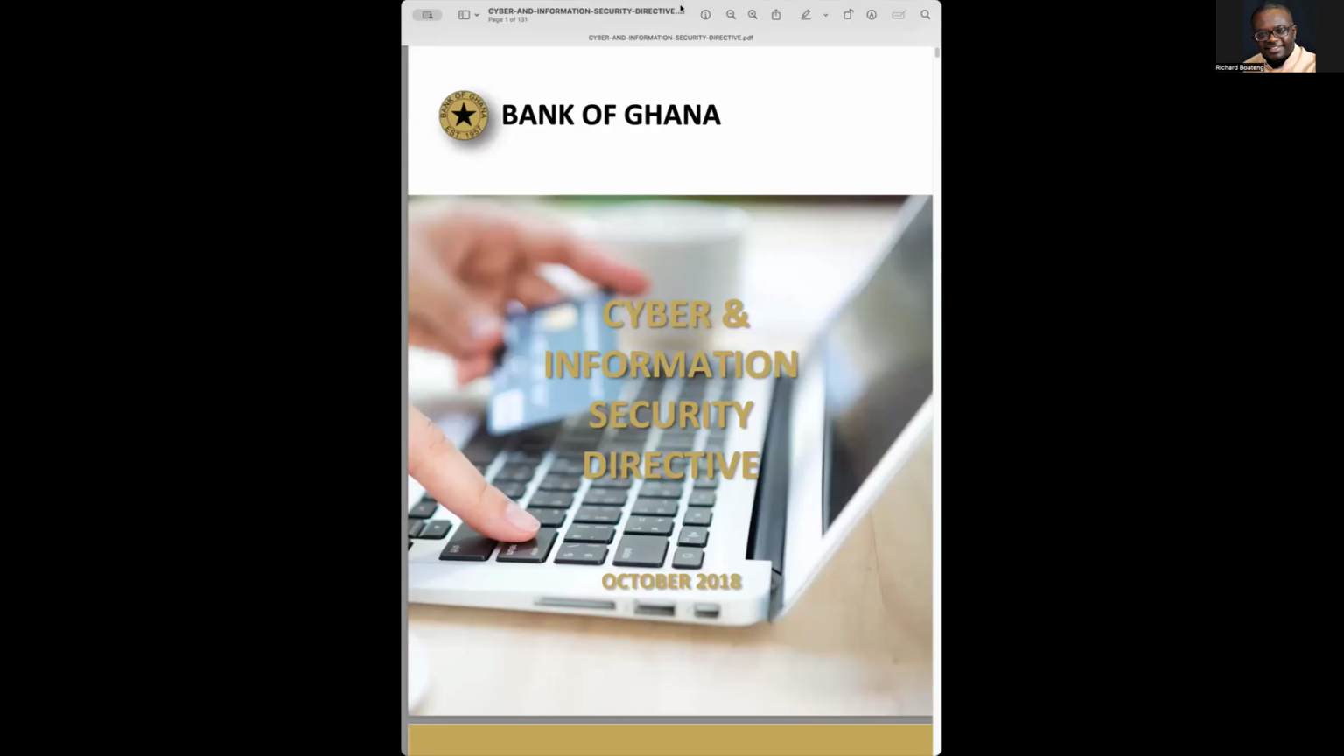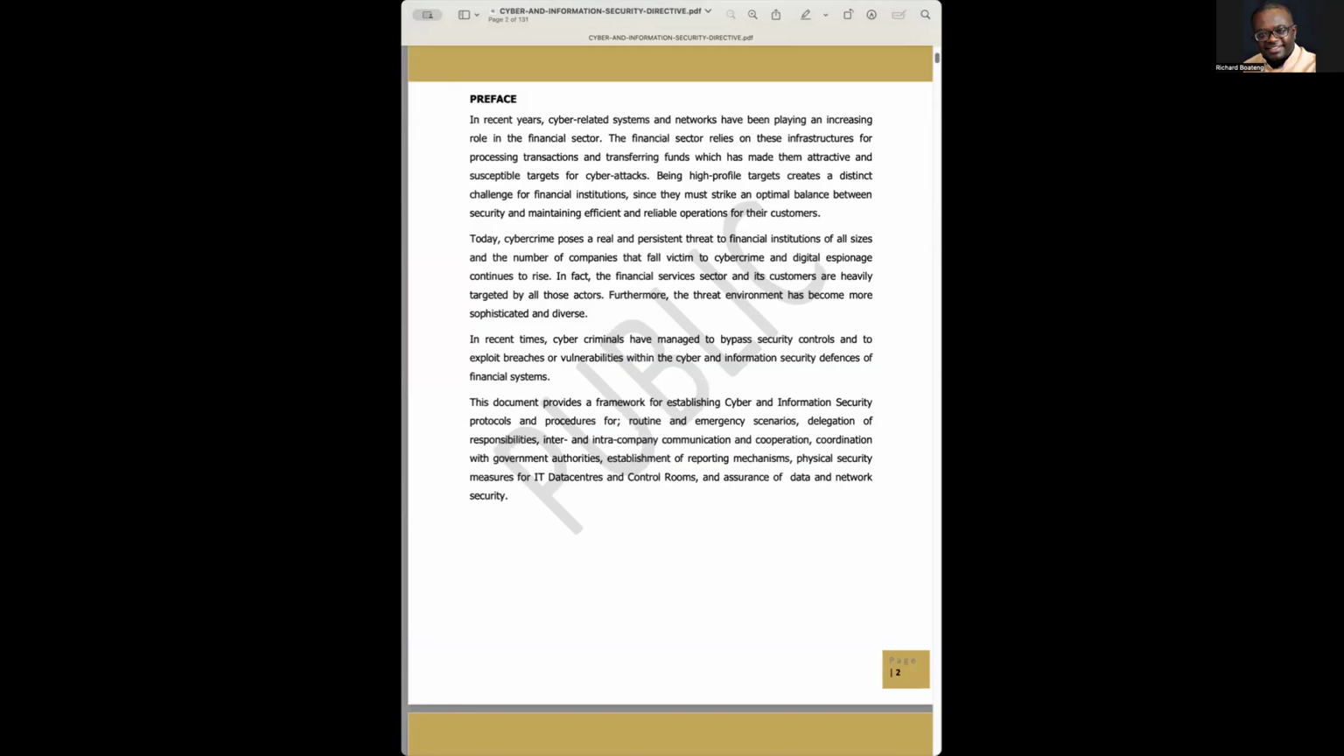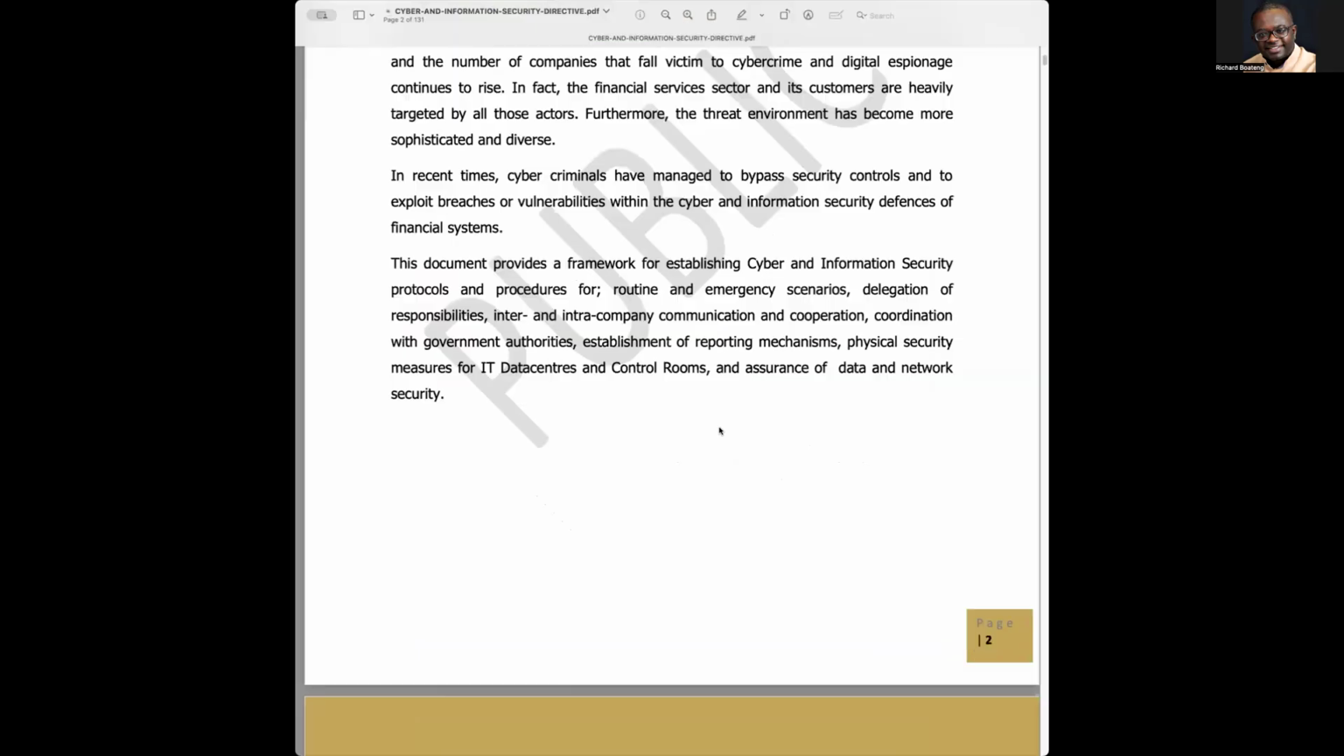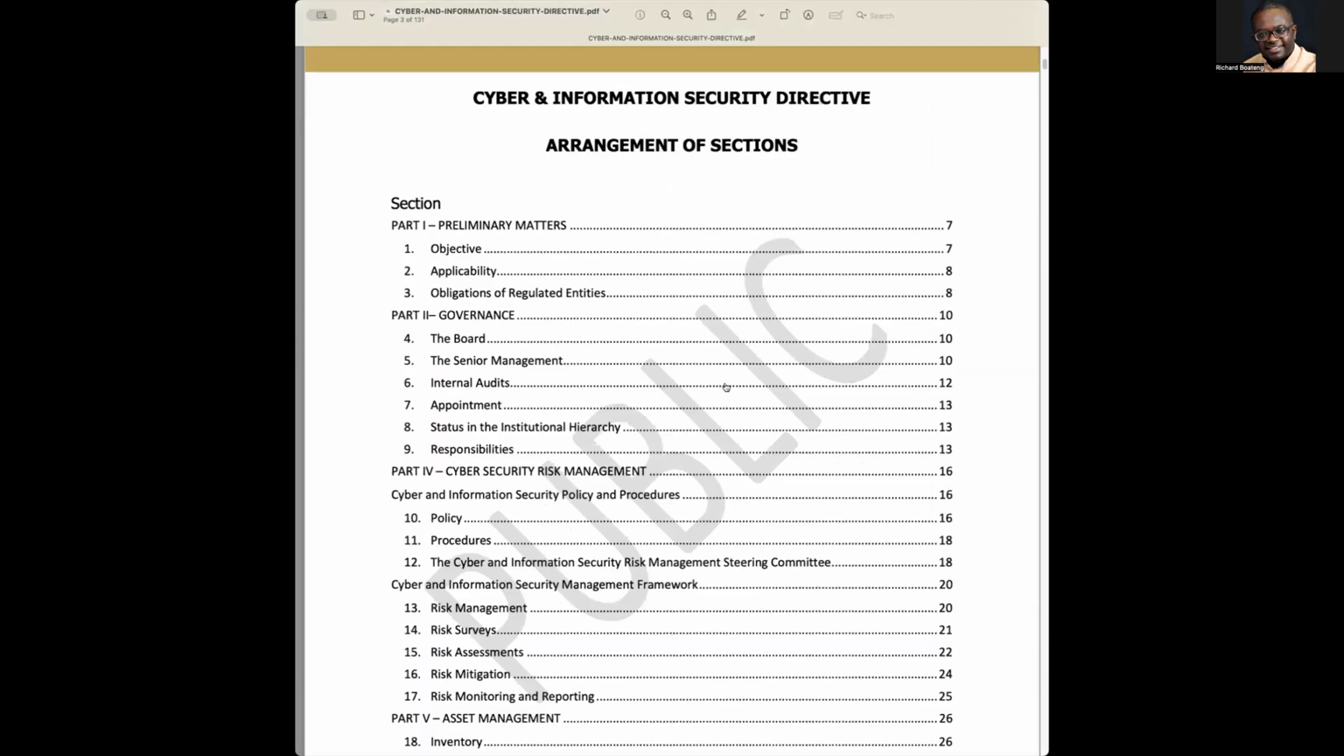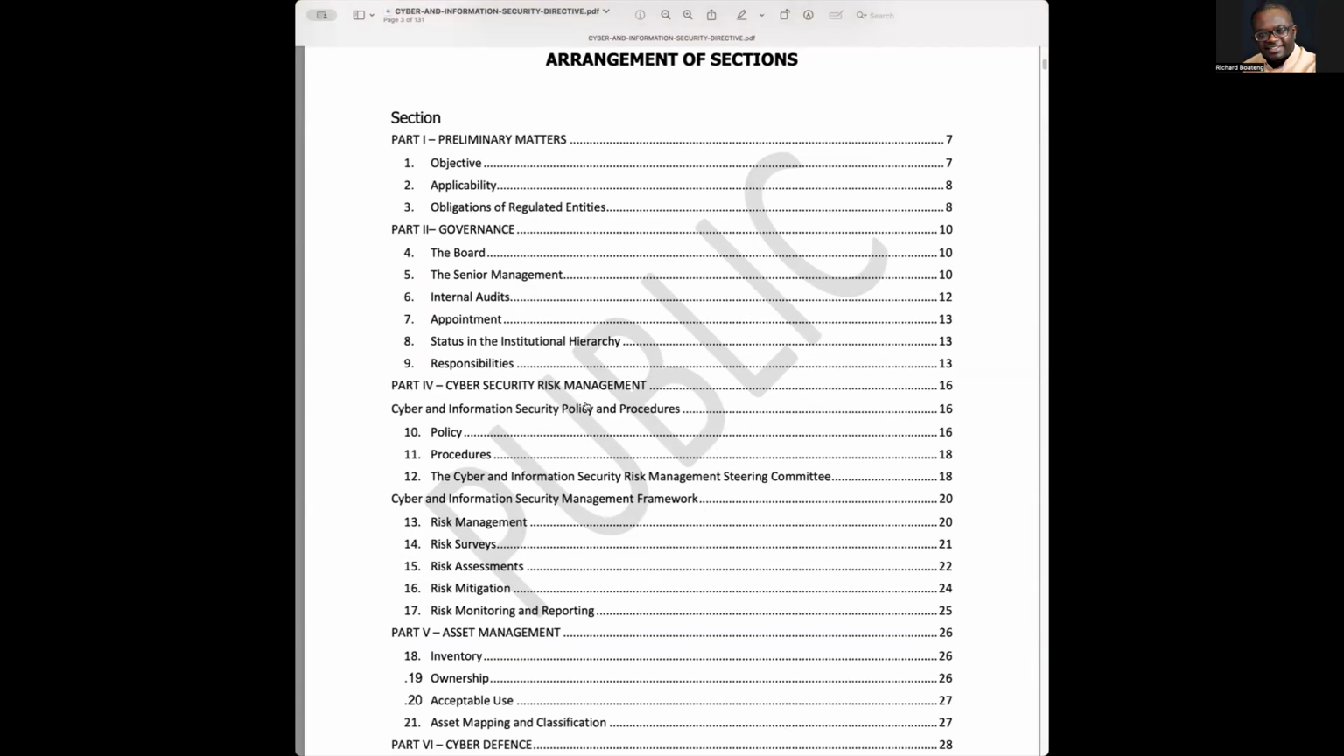This is the Bank of Ghana Cyber and Information Security Directive of 2018. So maybe even outdated, but there's something that captures the new things. Okay, so they have the objective, the applicability, the obligations of regulated entities, and then the board itself will come. And then they go to cyber security management.